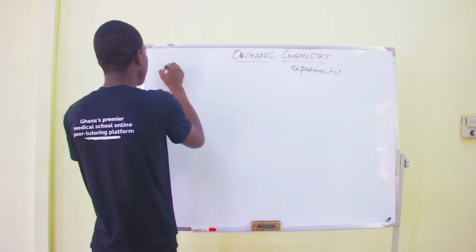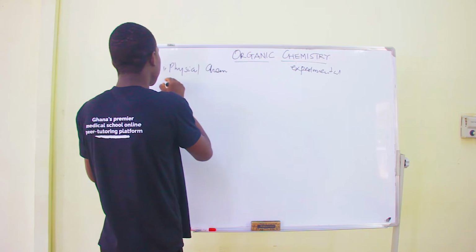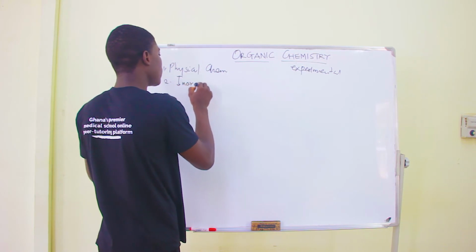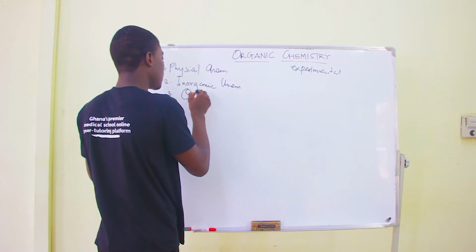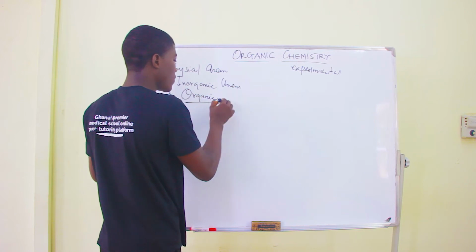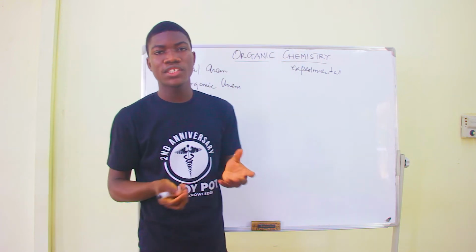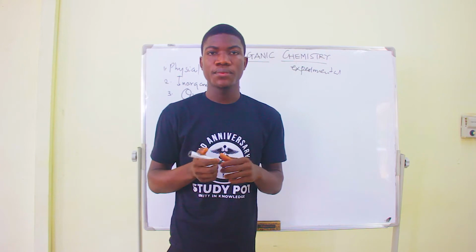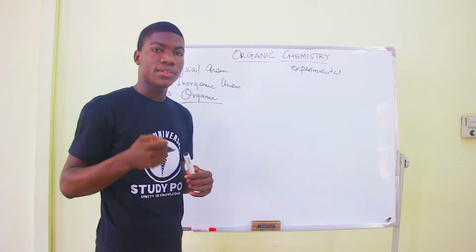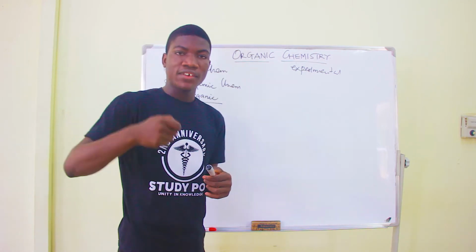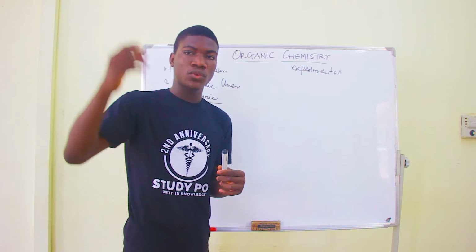The first branch is physical chemistry. The second branch is inorganic chemistry. And the third branch is organic chemistry, which is our focus for today. Now, organic chemistry by definition does not differ so much from the general definition of chemistry. Organic chemistry is the study of carbon compounds, their nature, their properties, and then their interrelationship with other carbon compounds, and even with other atoms.